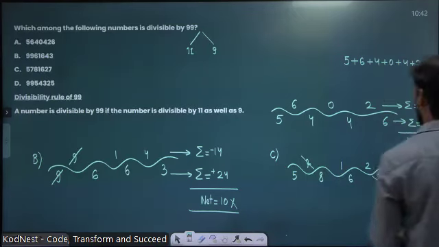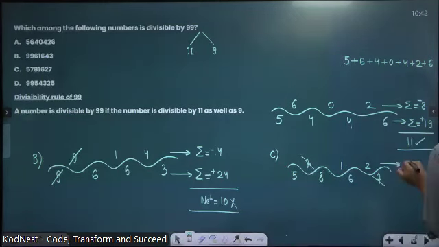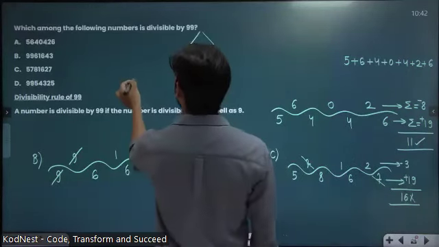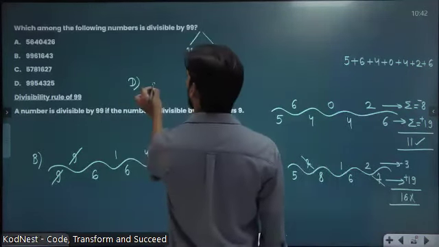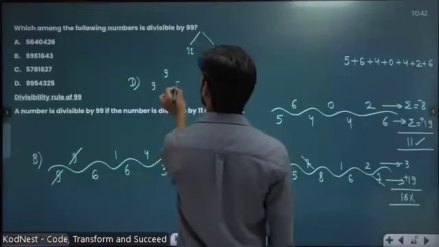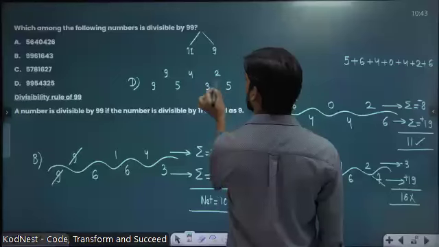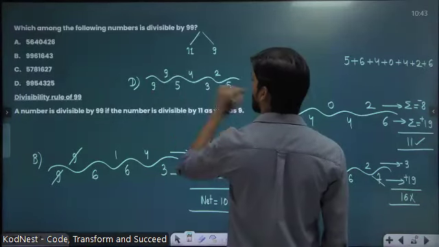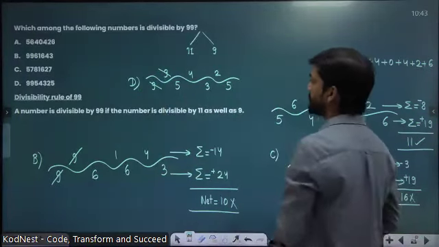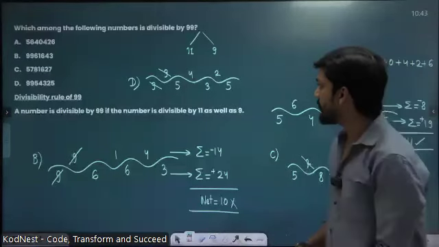No. Okay. So 2 plus 1, 3. Bottom side, 7 is already removed. 8, 6, 14 plus 5 is 19. This is plus, this is minus. Net value 16, which is not divisible. Similarly, check D option also. 9954325. Okay, 9, 9 can be cancelled. All right, is it divisible? Check please.